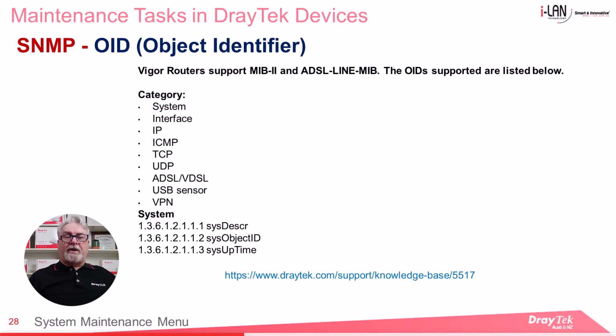The OID is in numerical dot format. One example shown here is 1.3.6.1.2.1.1.1, which is for system description. This has to be entered in the network management station so that it can poll the router to retrieve this data.